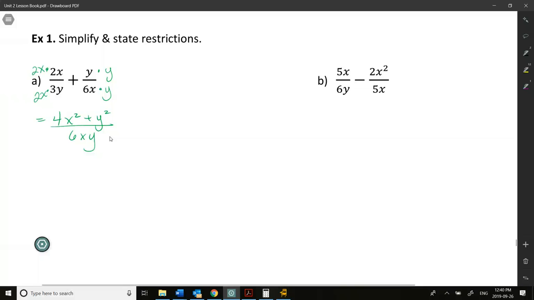Okay, can I do something like this? Can I reduce this x and one of these x's? Katie, why not? Because it's an addition. Yeah, there's an addition right next to it. So that is actually as far as I can go with this question.